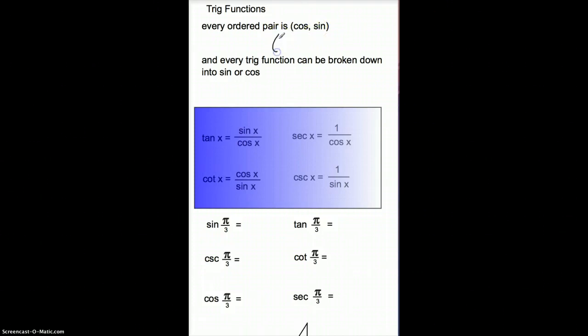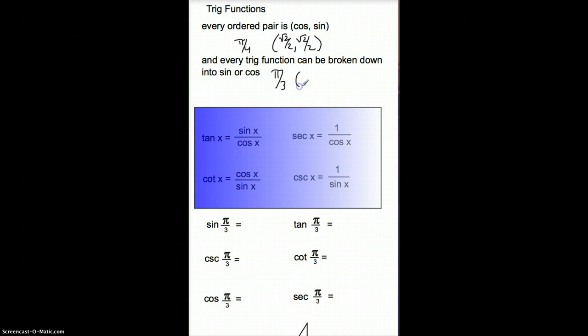So when we have an ordered pair like square root of 2 over 2 and square root of 2 over 2, that is the ordered pair for pi over 4. So then I know that the sine of pi over 4 is this number, and the cosine of pi over 4 is this number. So what about pi over 3?